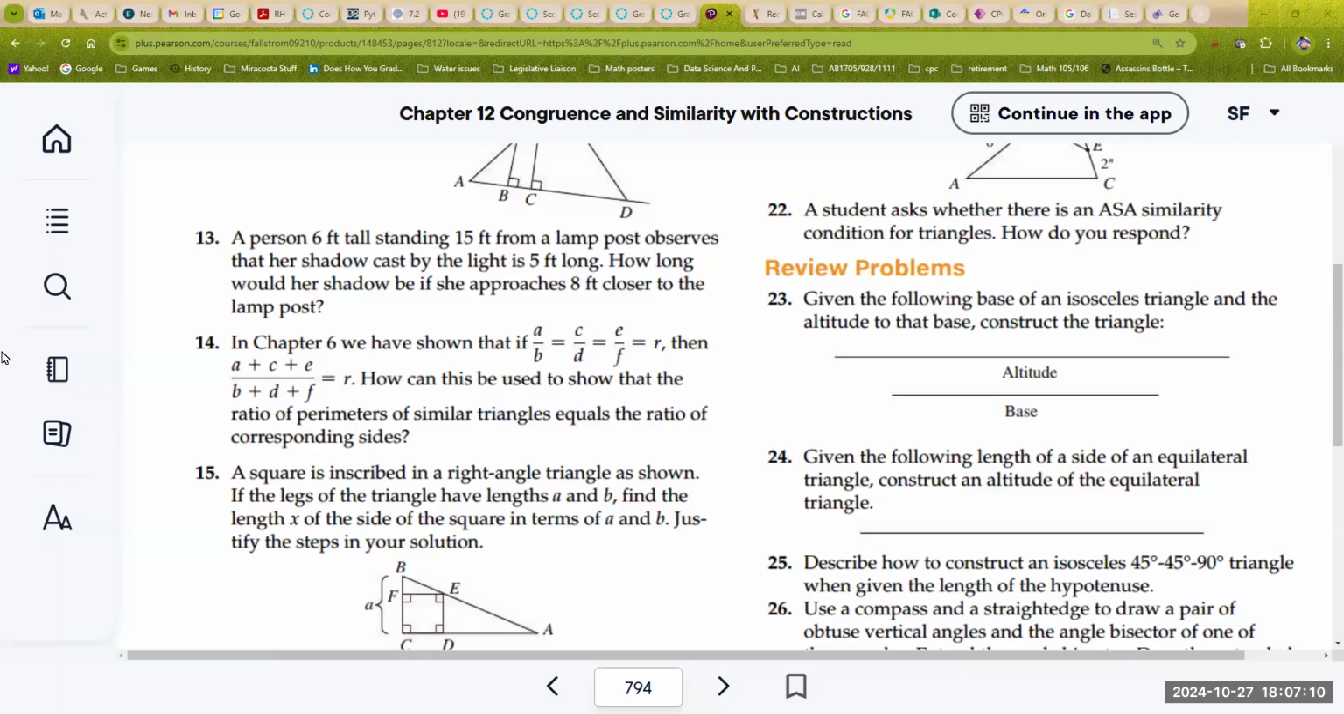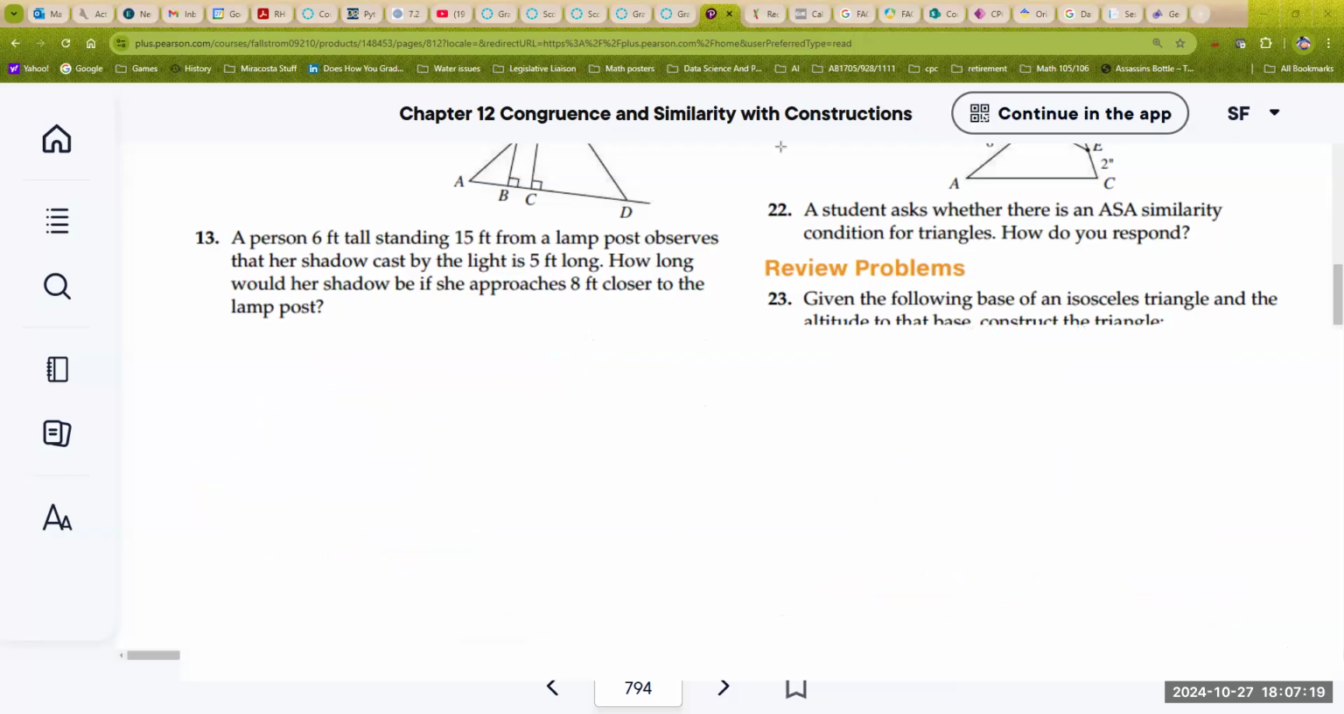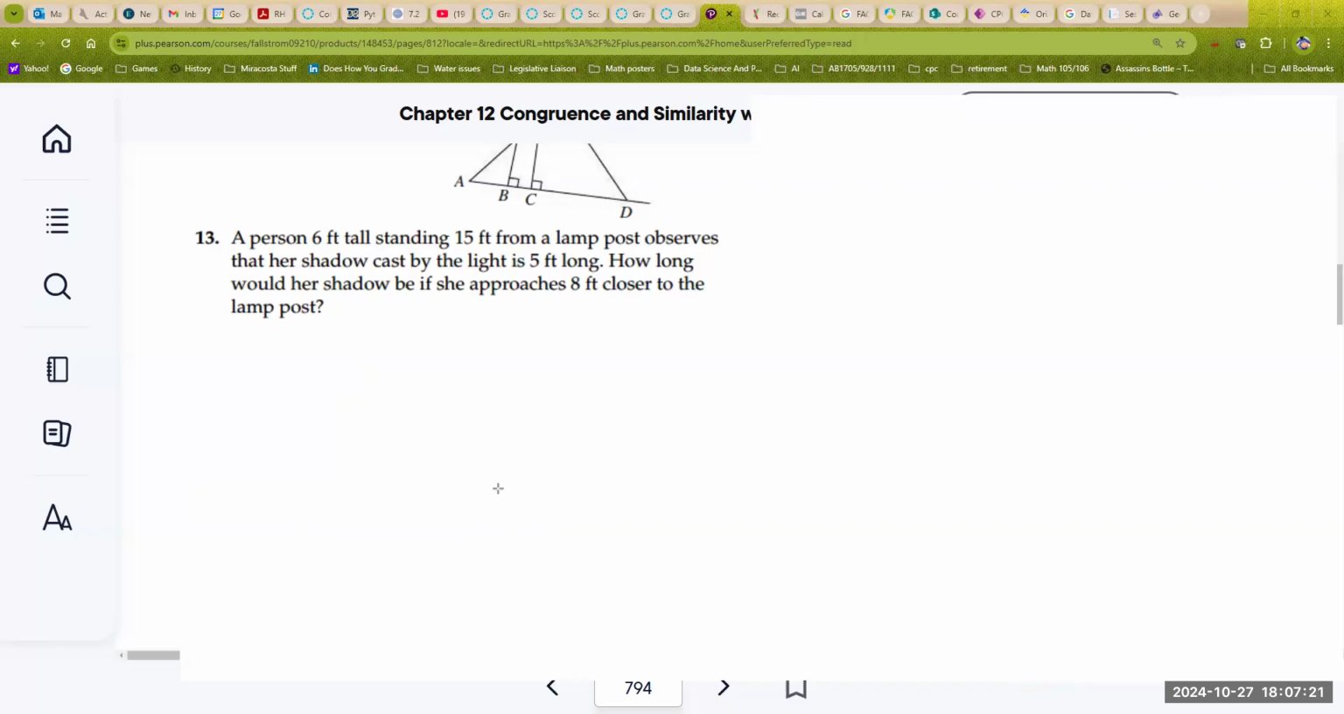Hello, students. I had a couple people asking about one of the answers from the MC in 12.4. It's the one with the light post, where a person standing 15 feet from the light post observes a shadow. So they asked how to get this one set up.